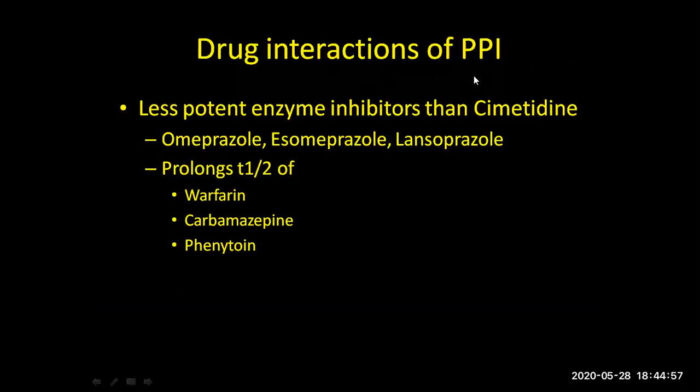So the drug interactions of proton pump inhibitors, they are less potent enzyme inhibitors than cimetidine, which is nothing but an H2 blocker. Hence you need not worry much about the drug interactions, but they can prolong the half-life of warfarin, carbamazepine and phenytoin. So you need to be careful while prescribing these three drugs along with proton pump inhibitors such as omeprazole, esomeprazole and lansoprazole.